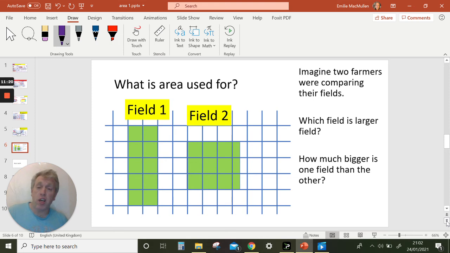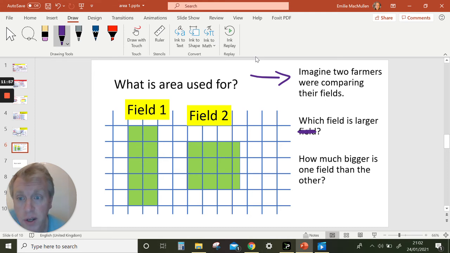And what is area used for? Well, area can be used for comparing the size of lots of flat 2D shapes. Now, imagine we had 2 farmers comparing fields. We've got field 1 over here and field 2. And the question is, which field is larger? Which has the greater area? Which has a bigger area?